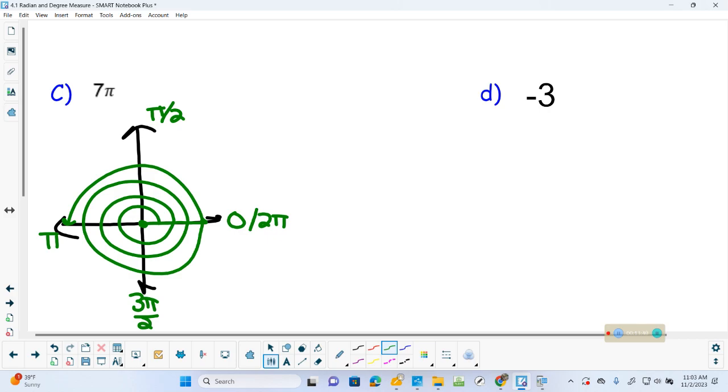Because if I took 2 pi off, I'm at 5. Another 2, I'm at 3. Another 2, I'm at 1. So that's the same spot.